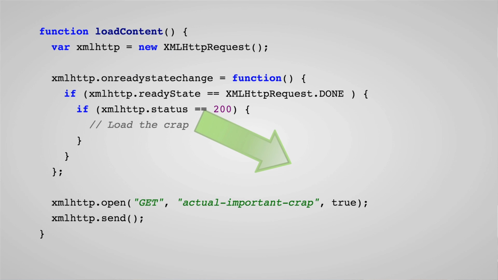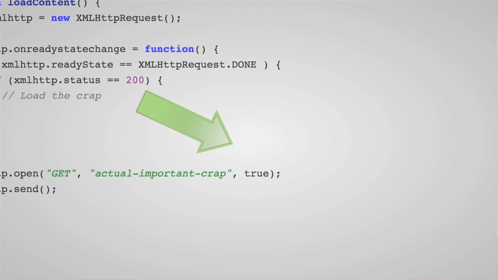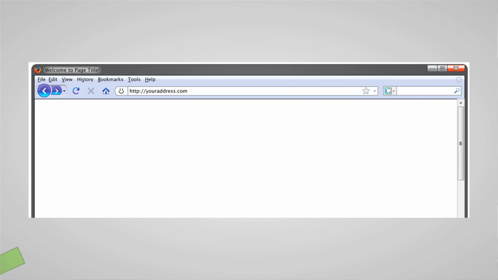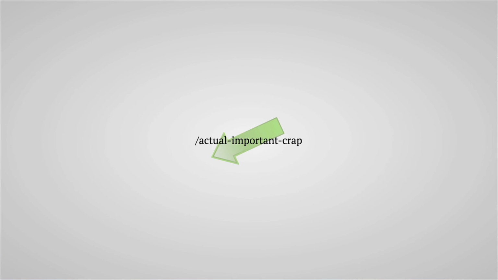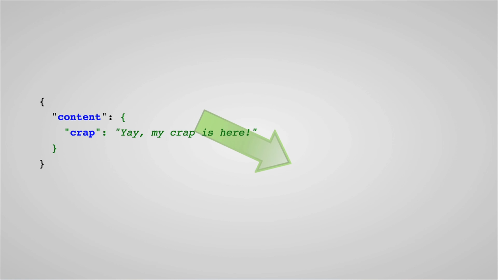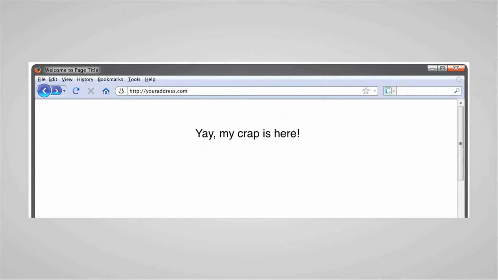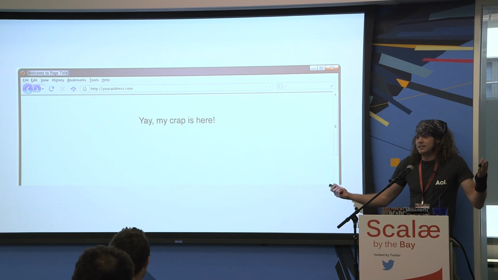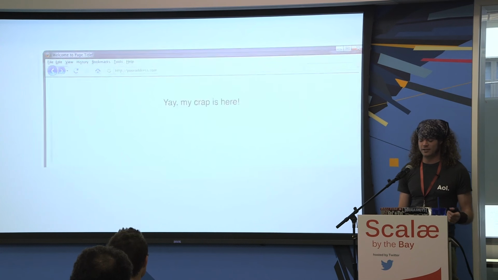But there's still actual important crap you have to get later. Because you come to the browser, and now you have JavaScript, but you have no actual important crap. So you go back to the internet and look for actual important crap. Your server's like, hey, welcome back. Here's your crap. And then you send it to them. And then, hey, yay, crap. Here's some crap, and it shows up on the browser. That's client-side rendering. This is not right. And keep them entertained with a spinner.